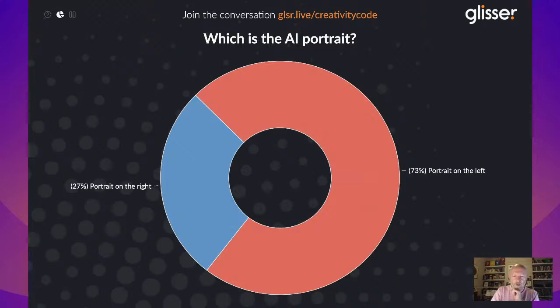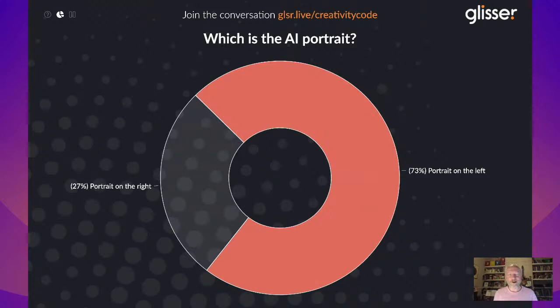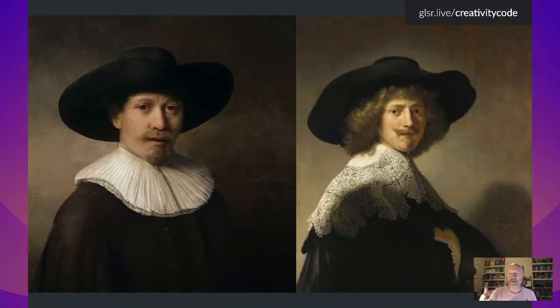So let me reveal, are you right? Yes, very good. You're all very good art critics out there, obviously. Actually, in some ways, I had to choose a Rembrandt that you probably hadn't seen before. The one on the right is by Rembrandt. I think it's not a particularly great Rembrandt, so that might have thrown you off the scent a little bit as well.